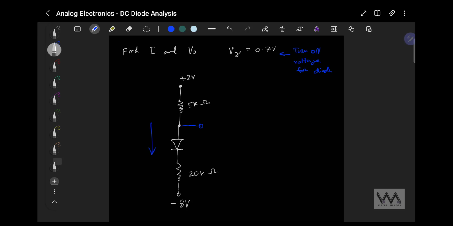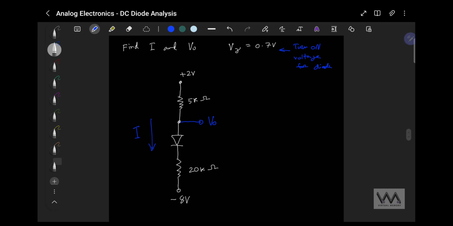Okay, so here's the next video in this series of analog electronics. So we have this question and this circuit given, and we're asked to find I here and V naught here. So let's do this. We are given V gamma, which basically means this is the turn on voltage for a diode.